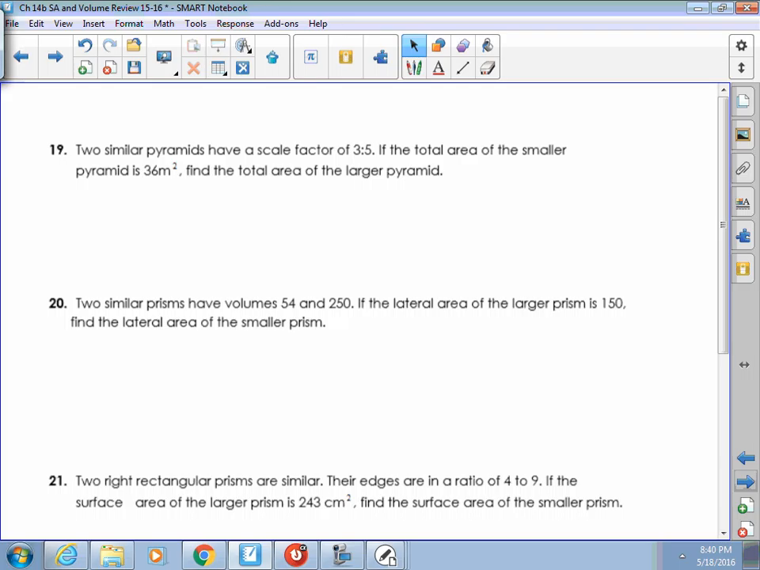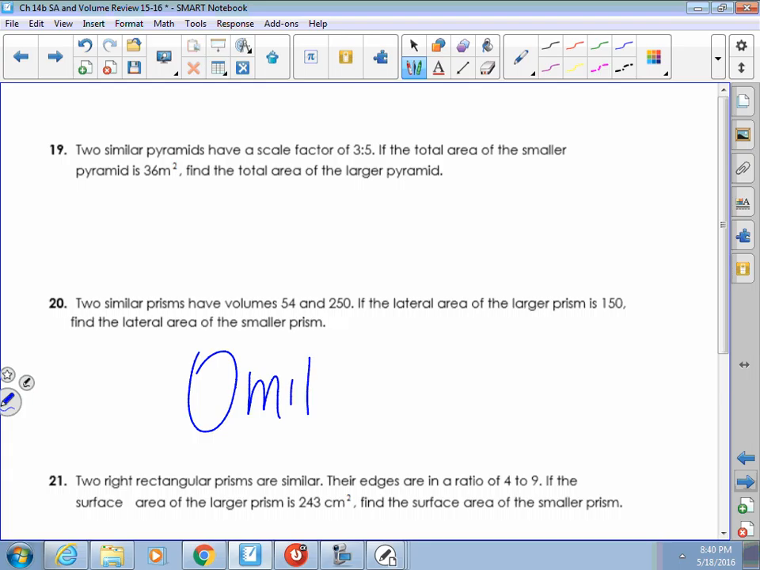Then you have some more problems on the back. Let's go ahead and omit 20. Let's do 19 because they gave us a scale factor. Two similar prisms have scale factor 3/5, that's my scale factor. If the total area, I'm dealing with area, so what do I have to do to that scale factor? Exactly, square it, so that becomes 9/25. The smaller is 36, so where is my smaller number? That's 36. We're trying to find the larger area, so we cross multiply, hopefully you got to 100.